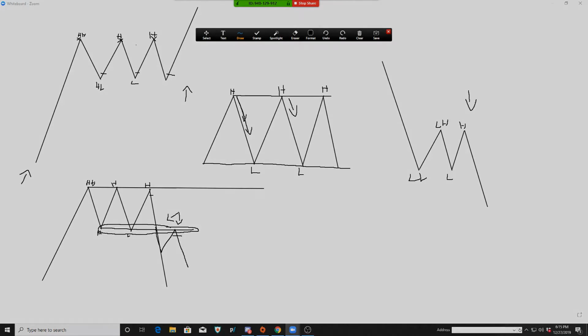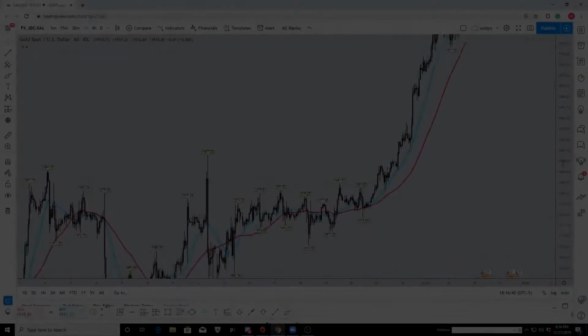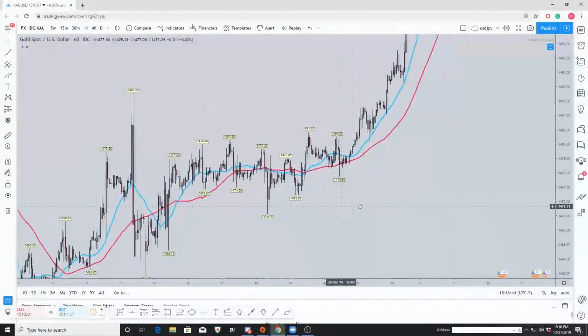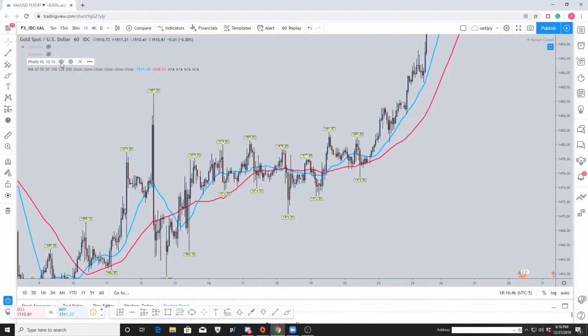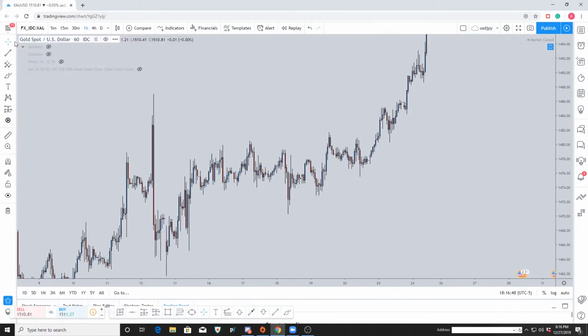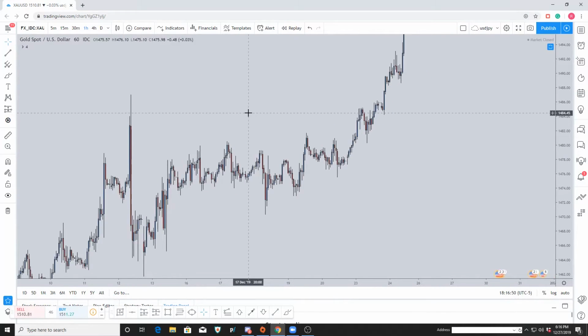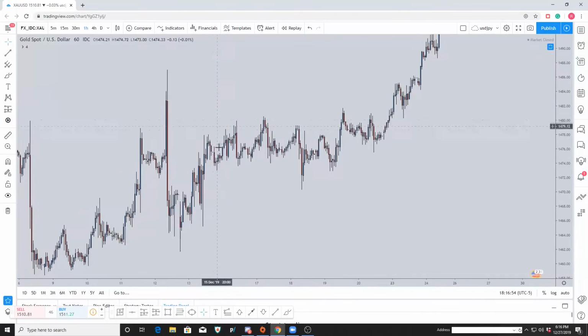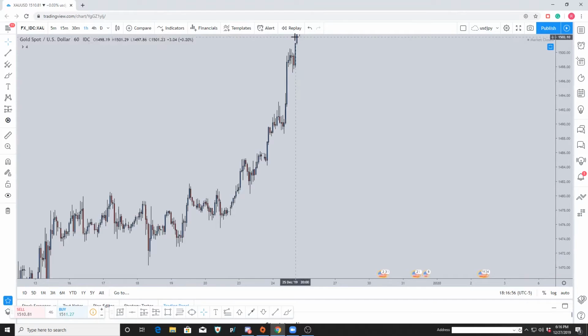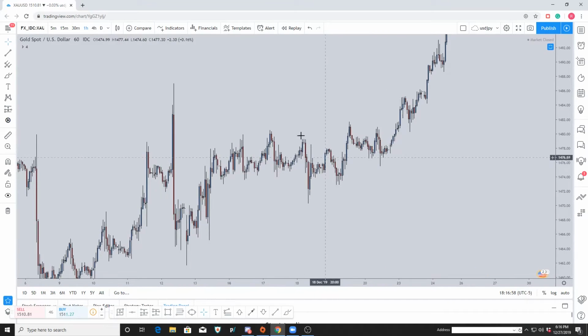identify a ranging market. So now here we are on the chart, currently looking at gold. I'm going to turn off all of my indicators here just so we can look at price action itself. The first thing you want to do is identify if price is moving sideways. This is a trending condition. This is a ranging condition.